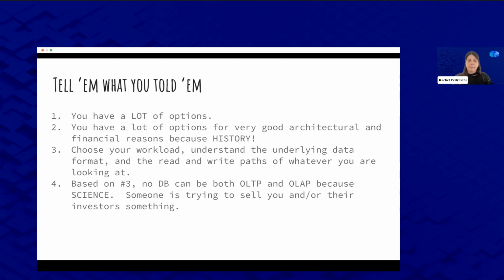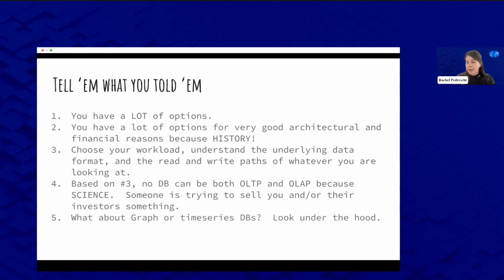So based on number 3, there's no database that can do both OLTP and OLAP at the same time, because science. And I know there was a talk earlier on HTAP, and I'm happy to have that conversation. But my personal opinion, that data is either structured for big reads and big writes, or is structured for small reads and small writes. And anybody who tells you differently is trying to sell you something, or their investors something.